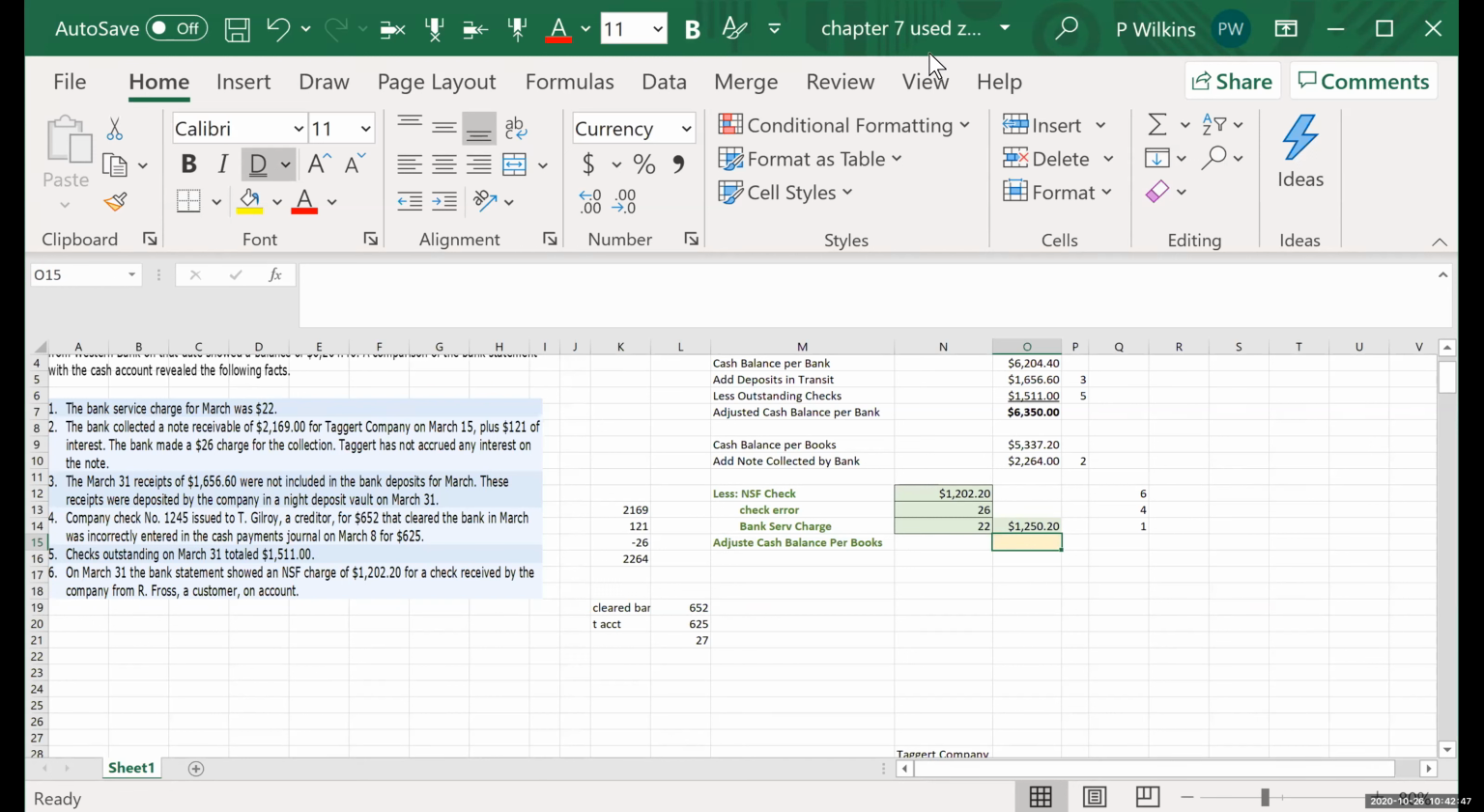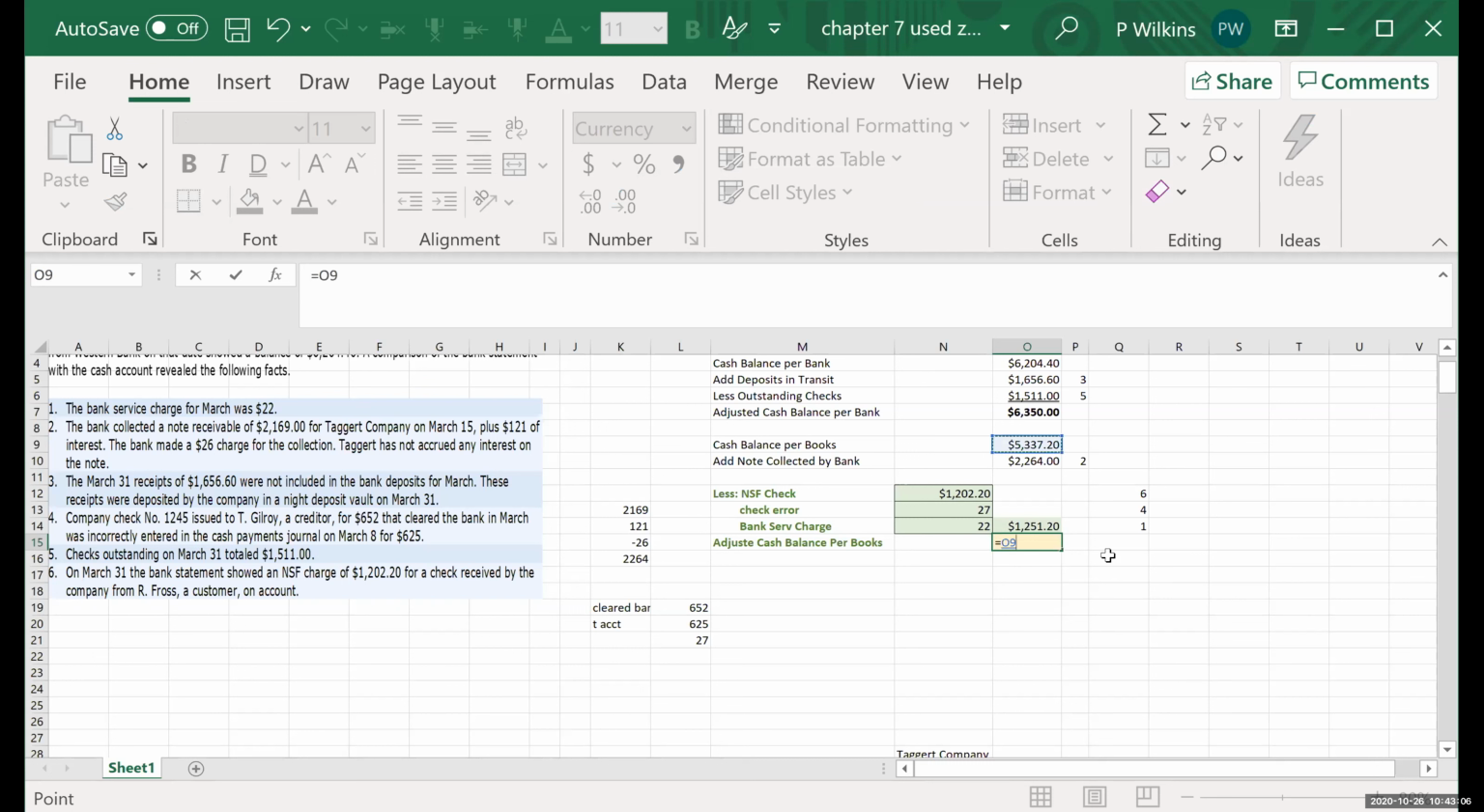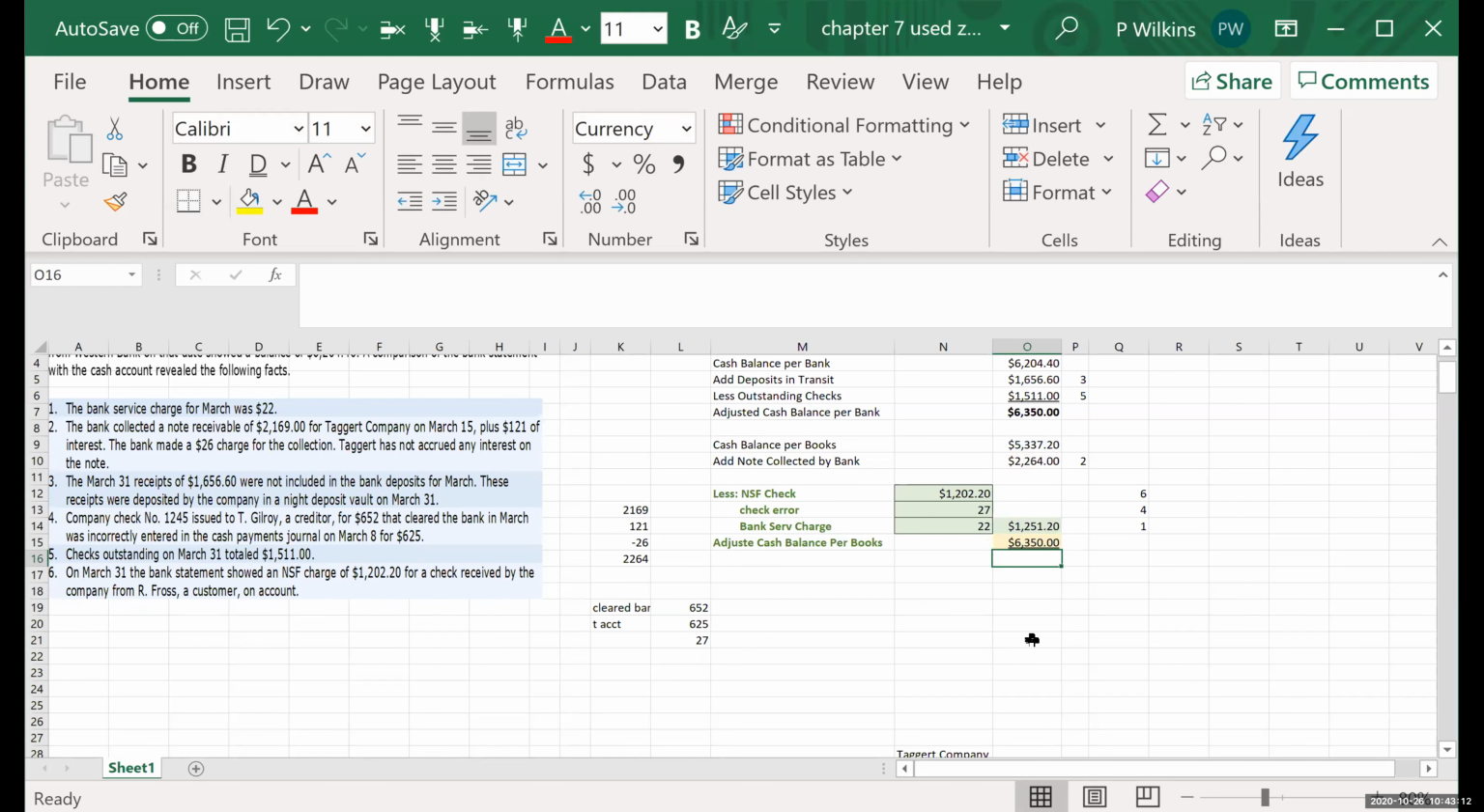I thought the check error was 27 for number 4 because we had to subtract 27. You're correct. Thank you. It's 27. So then what we're going to do is take the 5337.20. We're going to add the 2264, and then we're going to subtract the 1251.20. Okay. And that's going to give us an adjusted cash balance per book of $63.50. And you're going to notice up above the adjusted balance per books is $63.50. That's exactly what we want.